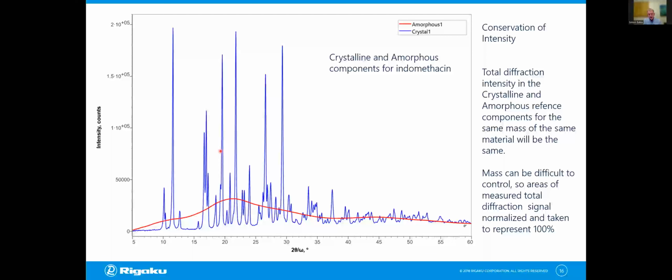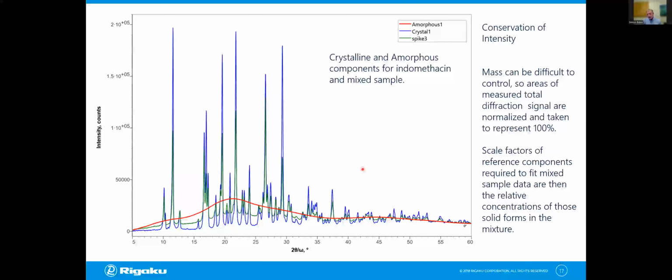So the same mass of the same material will give the same total diffracted area, independent of the form of the material: crystalline, amorphous, gas, I guess even, it could be gas as well if you could get it all packed into the sample holder. Liquid, it really makes no difference. Now, in reality, in making samples, it can be very difficult to control the mass. If you're comparing materials that are lyophilized, for example, with spray dried or some sort of fine milled material, they're going to have different bulk densities. So when you pack them in the holder, it's almost impossible to control mass.